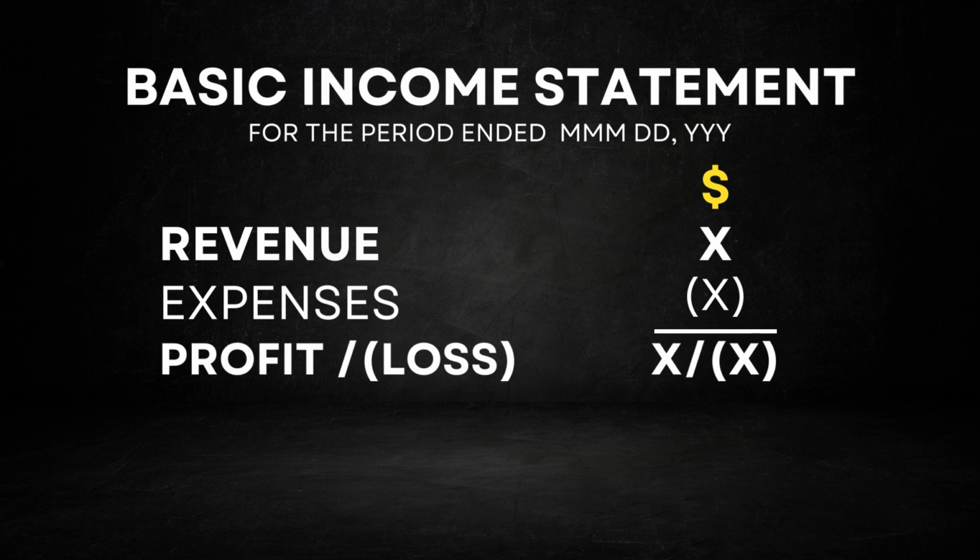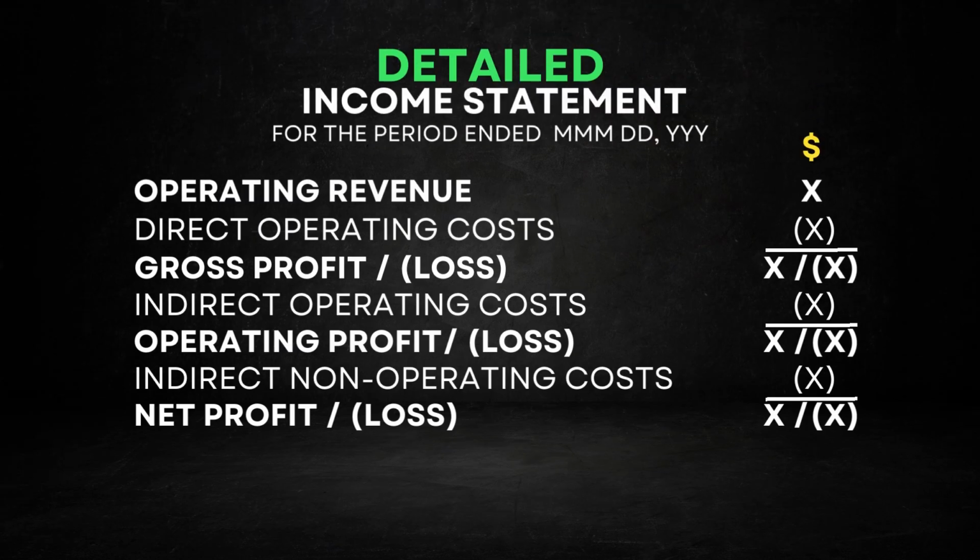While the basic income statement is straightforward, it doesn't provide us with detailed information. To get a clearer picture, we need to expand it into a detailed income statement. At the top, we have operating revenue, which represents the income earned from conducting business. We subtract direct operating costs, such as the cost of sales, to calculate the gross profit or loss. Next, we deduct indirect operating costs or overheads to determine the operating profit or loss. Finally, we subtract indirect non-operating costs like interest expenses and taxes, leading us to the bottom line, the business's net profit or loss.